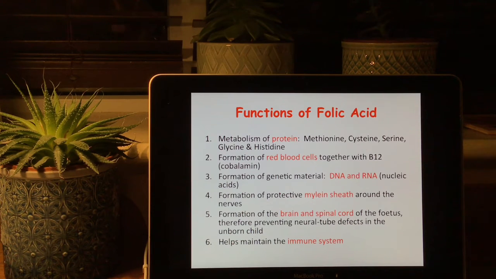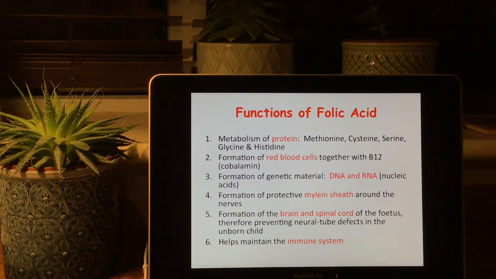First of all, you need folic acid in your diet to break down protein, especially the proteins methionine, cysteine, serine, glycine, and histidine. What do these proteins all have in common? The answer is they are all essential amino acids. So you might want to double check that in your textbook, in your notes, under the heading of protein, in the protein section.